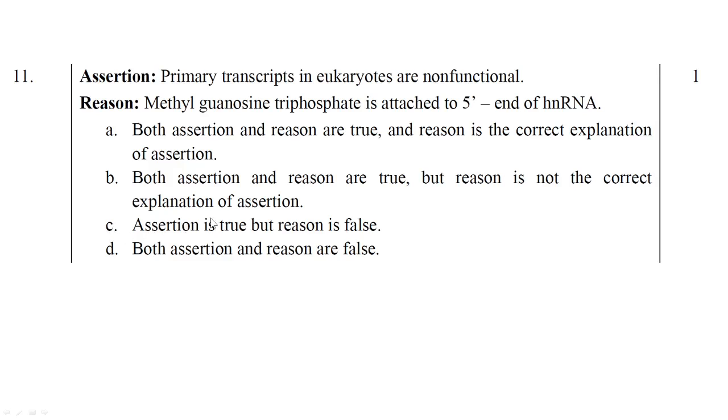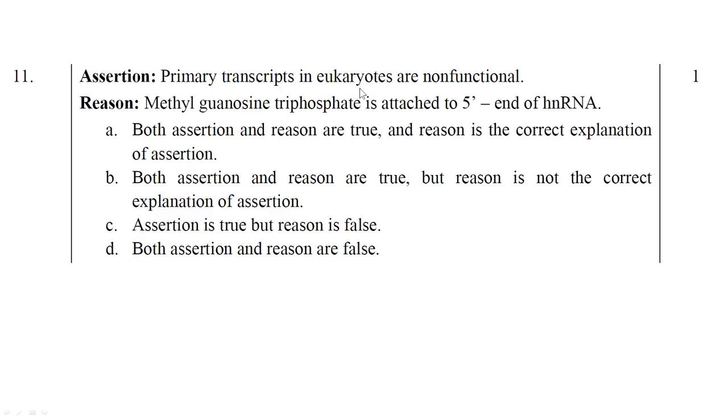Assertion is true, but the reason is false. You can cancel out this one. The reason is also true. Now you have to select between these two. It says primary transcripts in eukaryotes are non-functional. Methyl guanosine triphosphate is attached to the 5' end of the heteronuclear RNA. Both the statements are true, but is there any correlation between these two? Does the reason support the assertion or not? So we can clearly see that the reason does not support the assertion.